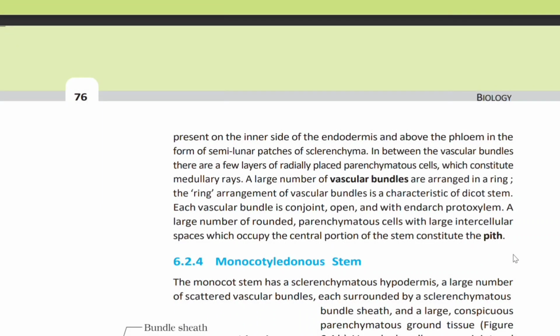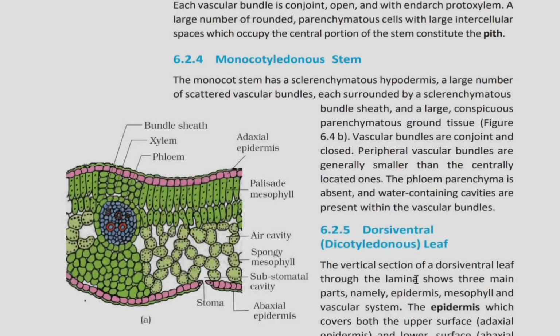A large number of rounded parenchymatous cells with large intercellular spaces, which occupy the central portion of the stem, constitute the pith. 6.2.4 Monocotyledonous stem. The monocot stem has a sclerenchymatous hypodermis, a large number of scattered vascular bundles, each surrounded by a sclerenchymatous bundle sheath, and a large conspicuous parenchymatous ground tissue.